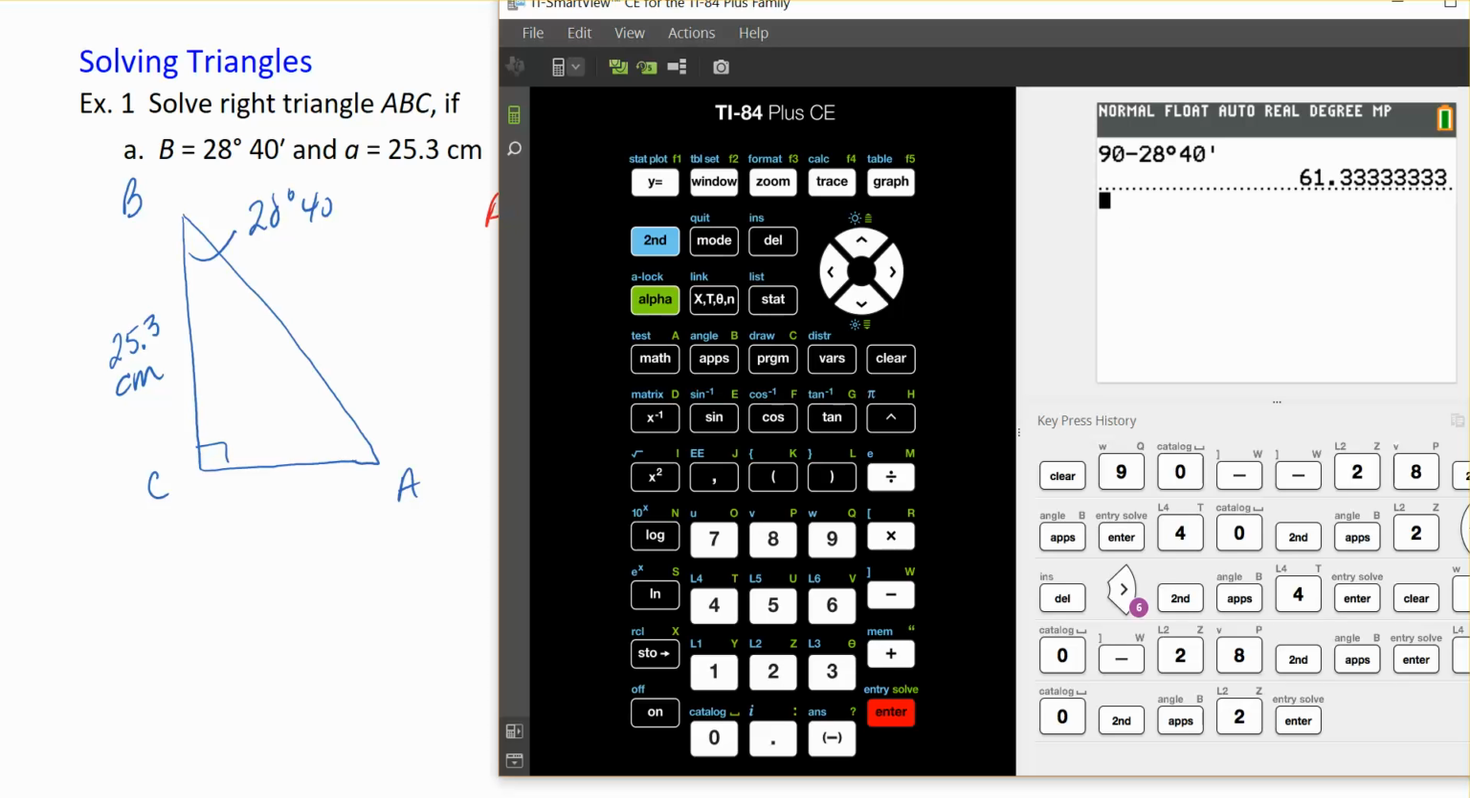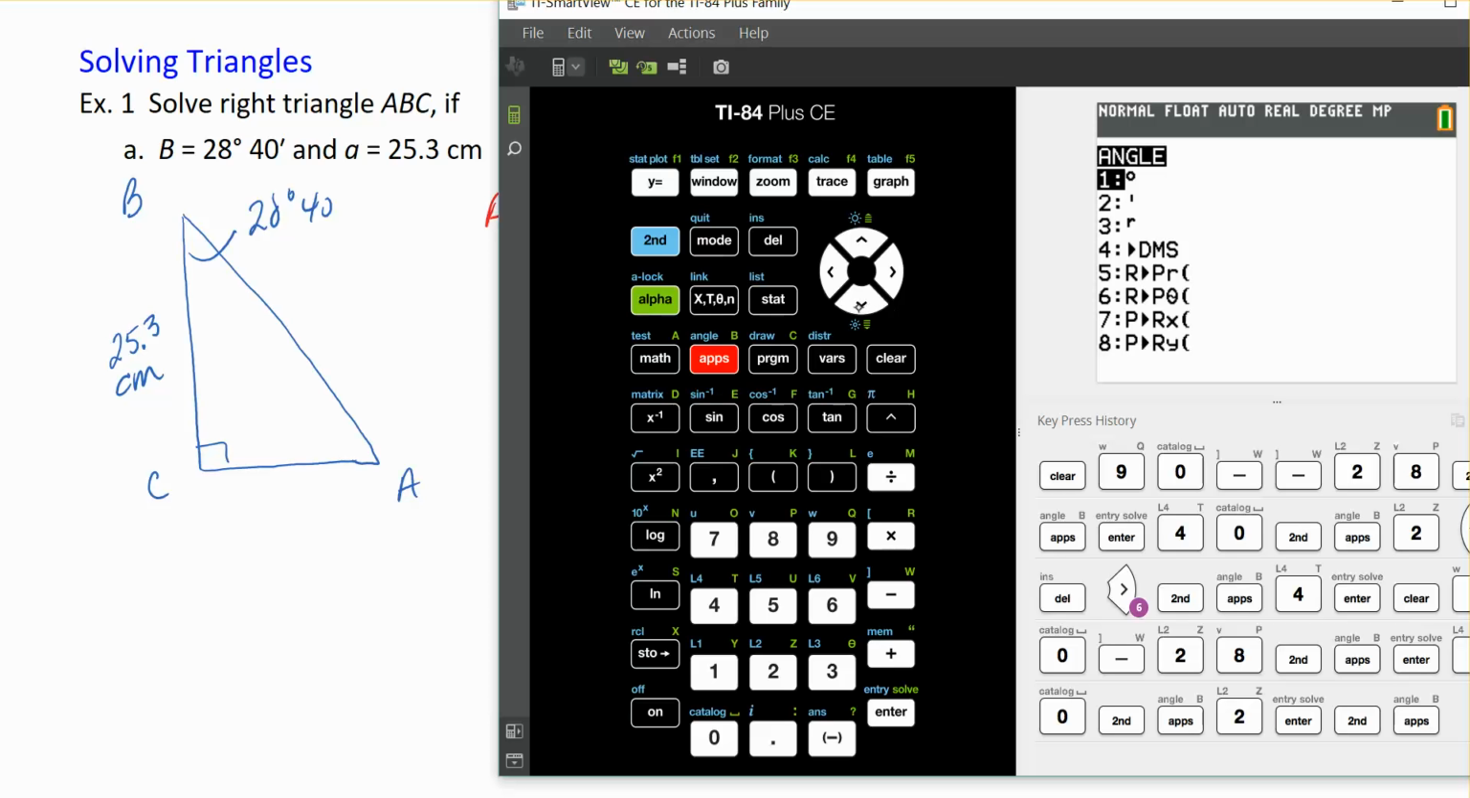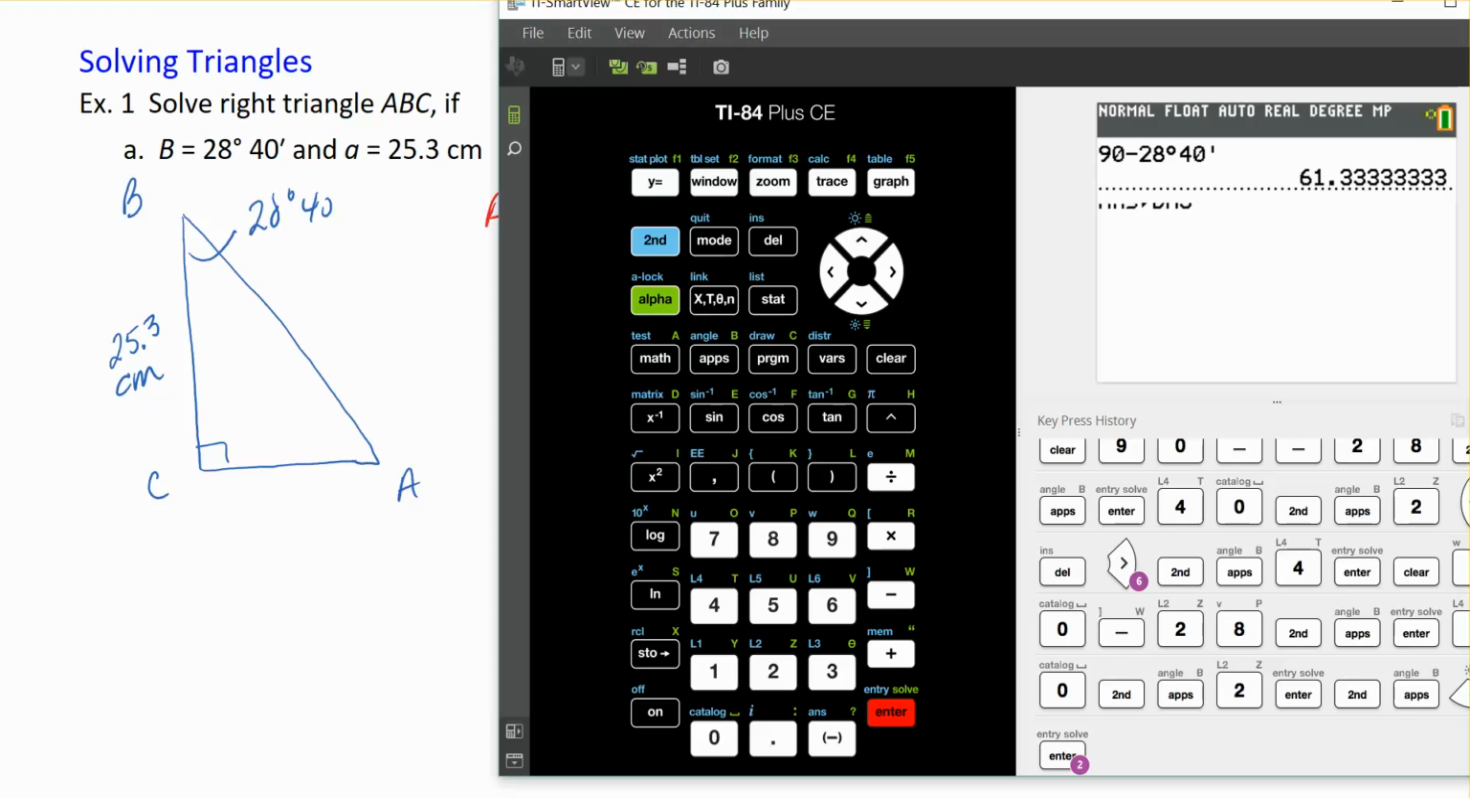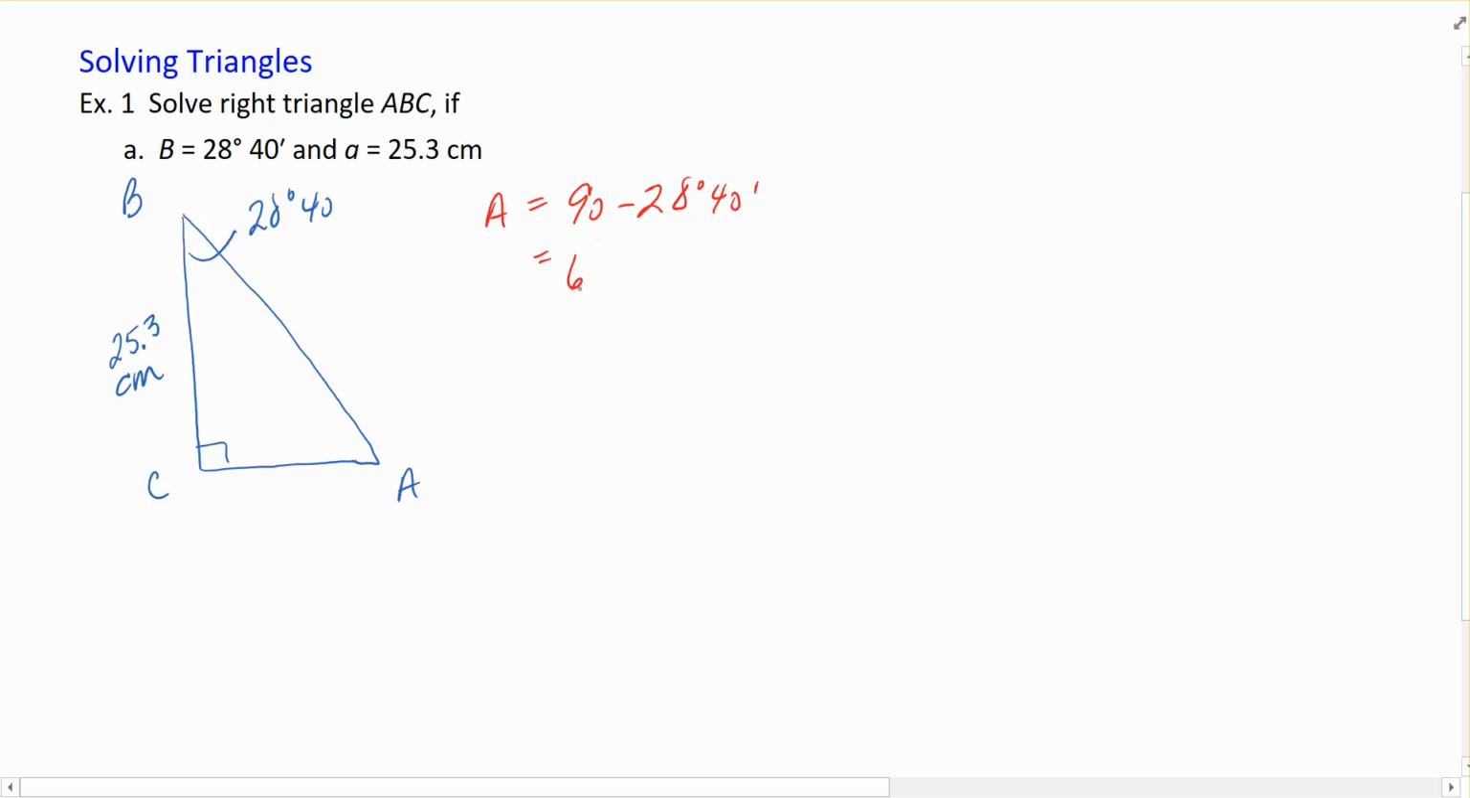So that's the decimal value that I ended up with, but because the angle in the problem was given to me as degrees, minutes, and seconds, I need to return it in the same form that it was given to me. So I'm going to convert that decimal value into degrees, minutes, and seconds, and I can see that it is 61 degrees 20 minutes. So we're going to go ahead and record that as 61 degrees 20 minutes. Now, I've got the angles figured out here. Let's go in and figure out what the remaining sides are.